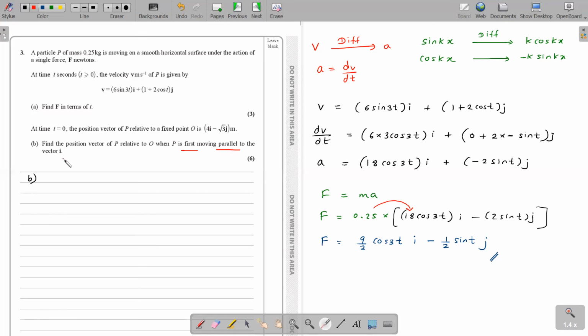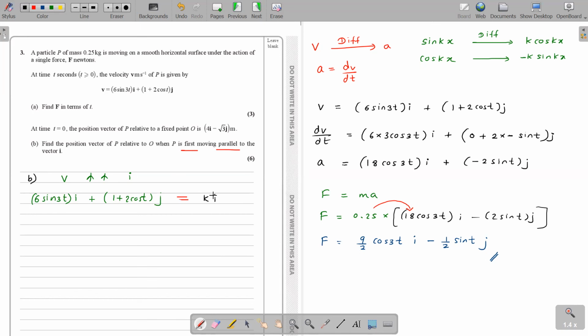So you can use a shortcut here. What's the shortcut? The velocity is moving parallel to vector i. What do you say about the j component? The j component should be directly 0. You can either use that shortcut, or you could say velocity is parallel to vector i, which is what we do in M1. Then velocity is 6 sine 3t i plus (1 plus 2 cos t) j. To remove the parallel, you can put an equal sign and put a constant.